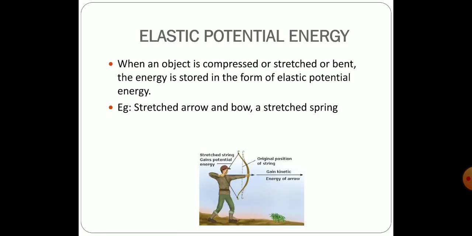Okay, coming to the elastic potential energy, that is what you are going to pull or stretch or bend, or compress. When an object is compressed or stretched or bent, the energy is stored in the form of elastic potential energy. Example, a stretched arrow and bow. In earlier days you can see how we used to use the bow and the arrow to push the arrow to a longer distance. What will they do? They will be stretching that bow and that string.